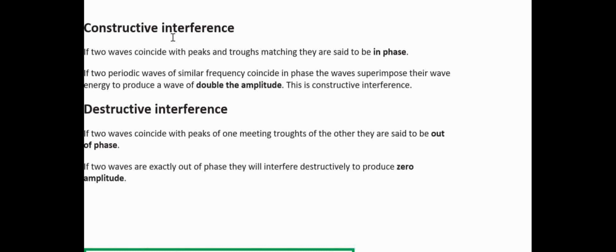So constructive interference is when two waves coincide with peaks and troughs matching. They are said to be in phase and the amplitude is doubled. While destructive interference is when two waves coincide with the peak of one meeting the trough of the other, and they are said to be out of phase. Now, if two waves are exactly out of phase, they will interfere destructively to produce zero amplitude. So this one we will type down constructive interference.